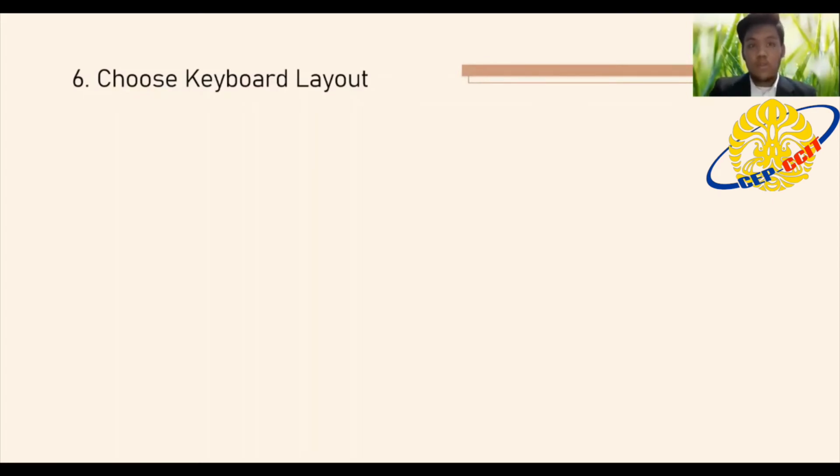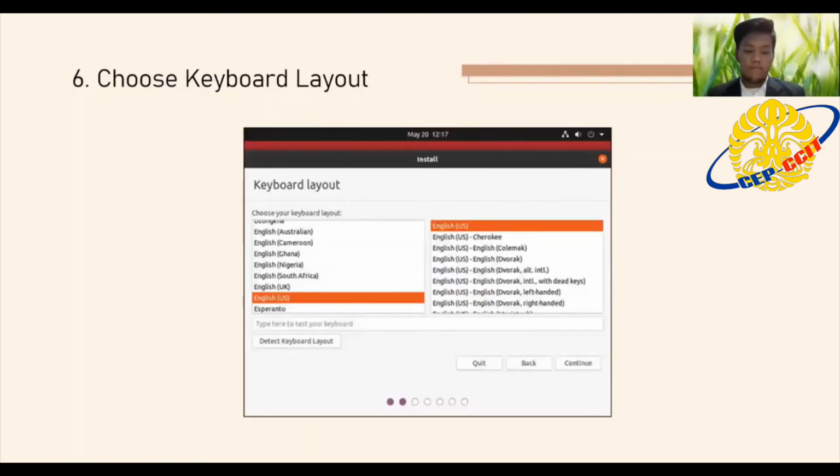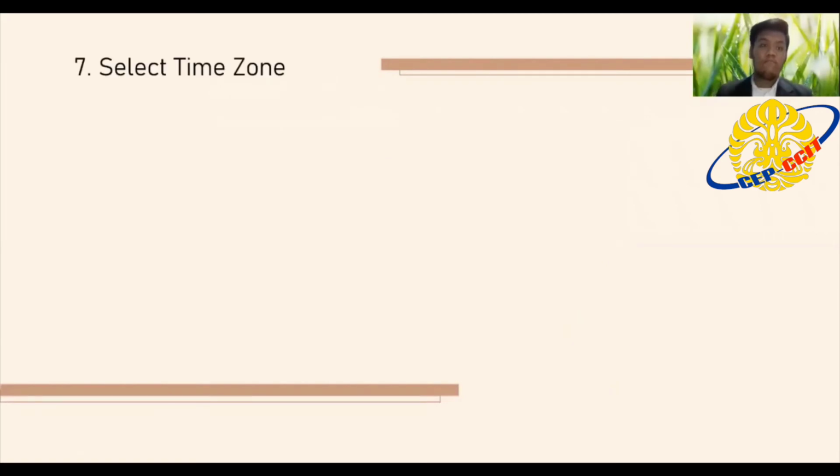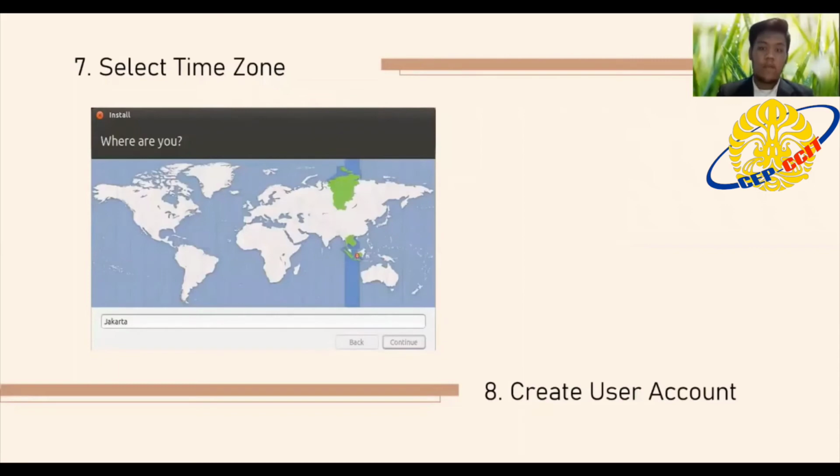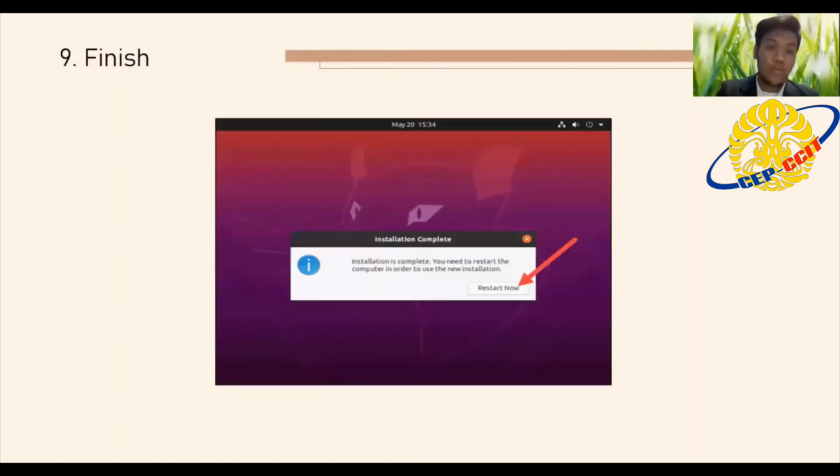Step 6. Choose the keyboard layout. By default, the system will select English. When you're ready, click Continue. Step 7, select time zone. Step 8, create user account. Step 9, once the installer finishes, remove the Ubuntu installation media and restart now.